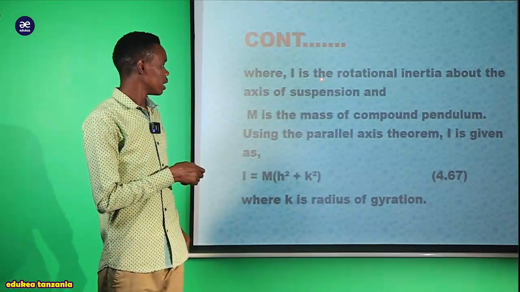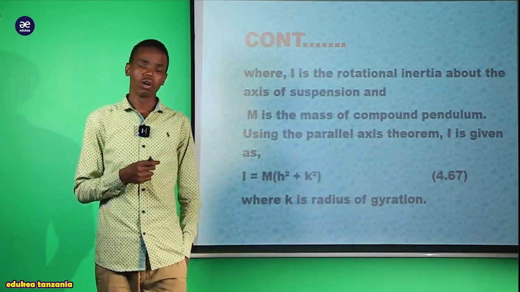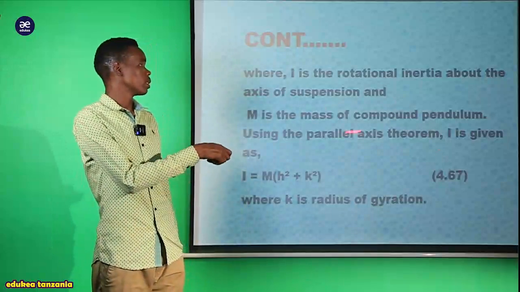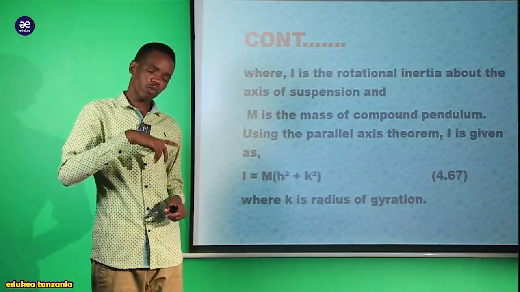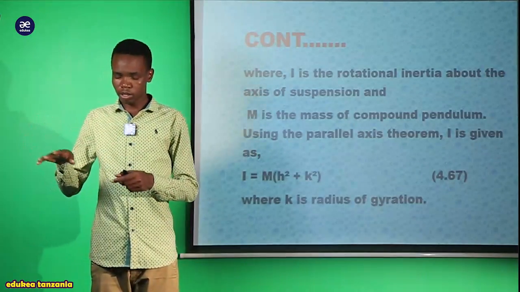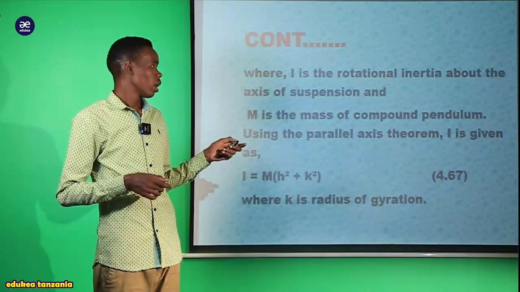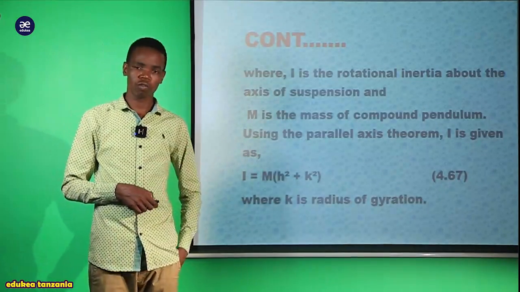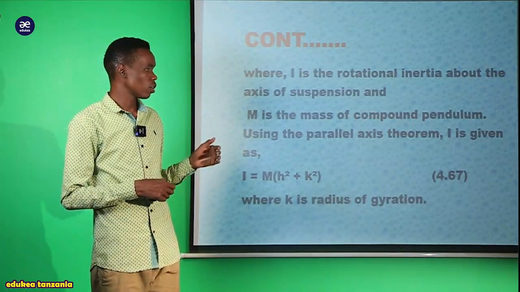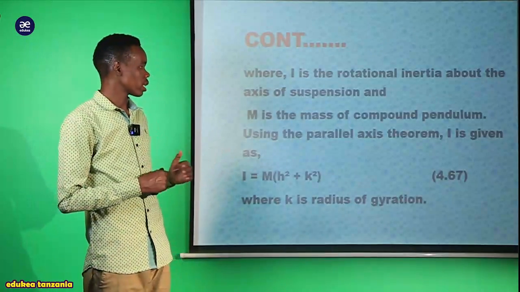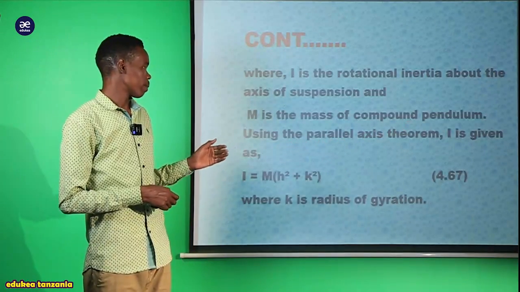Now, this I is the rotational inertia about the axis of suspension. Kwa yule I tutamuita ni rotational inertia. Tumisi kwamba when the body tries to rotate horizontally for the compound pendulum, it gives us the rotational inertia about the axis of suspension. And the M here is equal to the mass of the compound pendulum. Kwa huyu M atarepresent mass of the compound pendulum.